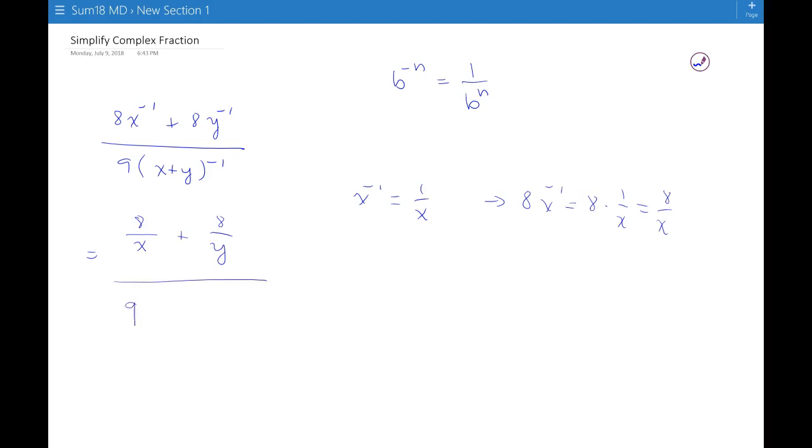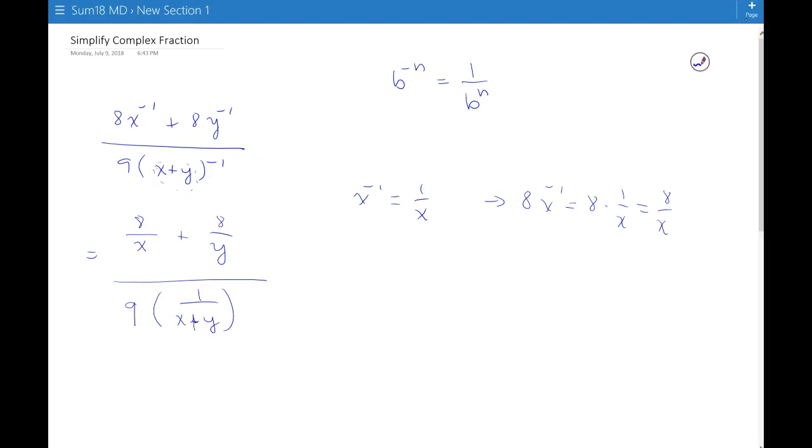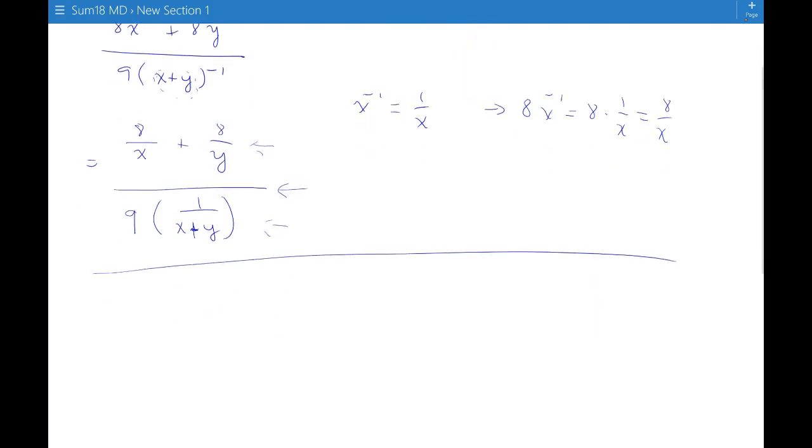And then over 9 times 1 over x plus y, because it says take this quantity, x plus y, and do the reciprocal of that. So now you can see we have fraction bars in the top, a fraction bar in the bottom, and a big fraction. So this is called a complex fraction. The goal is to not have a complex fraction at the end, just a numerator and a denominator. There are two very distinct ways of doing that, so let's do it the two different ways.